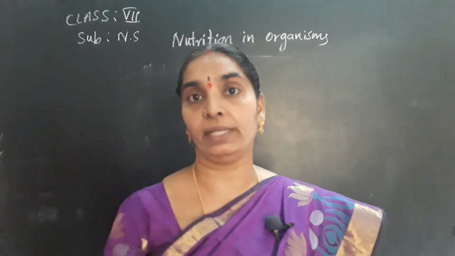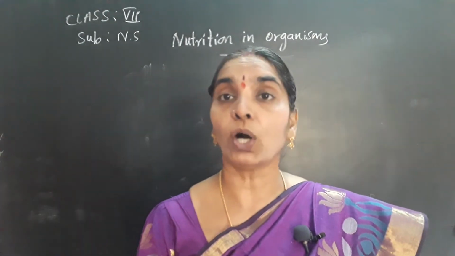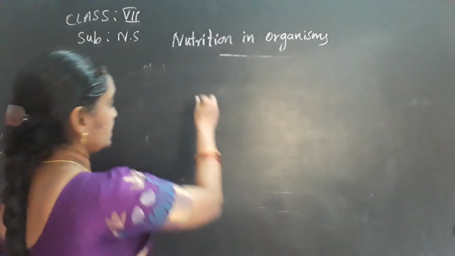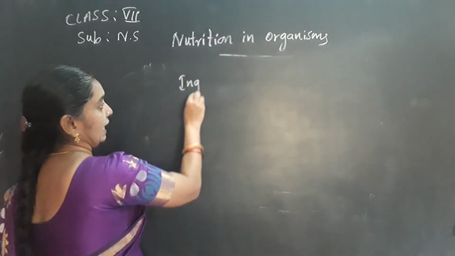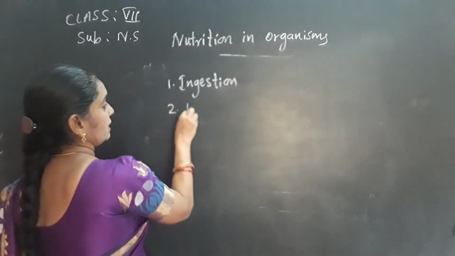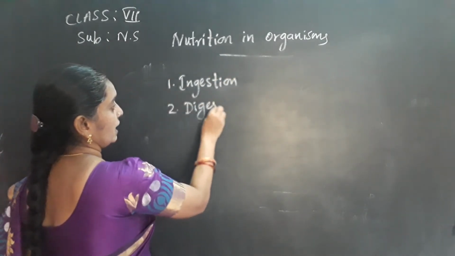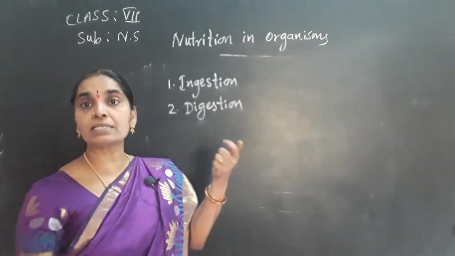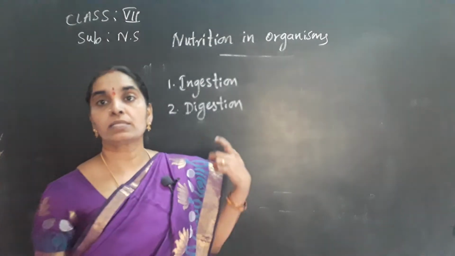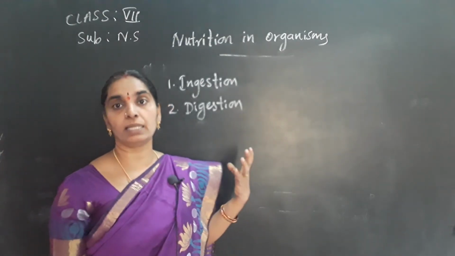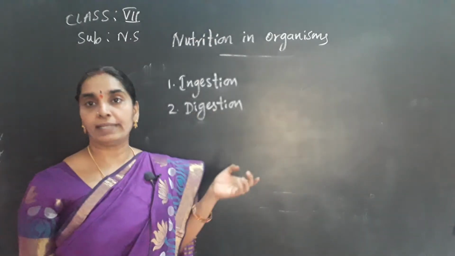Now coming to the animals, you can see the various steps, starting with the intake of food. After the food is ingested, what happens to the food? The food is first ingested. Intake of food is called ingestion. Next, digestion. Digestion is the conversion of macromolecules into micromolecules, that is, simple substances. Some large molecules are converted into simple substances in the body. It is called digestion.